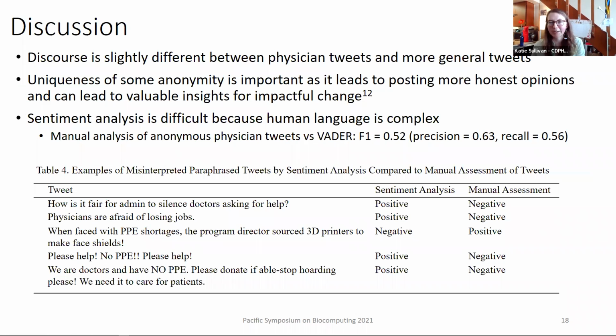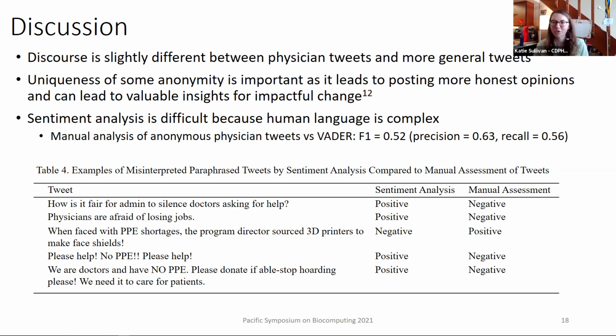So, through our work here, we've found that the discourse of anonymous physician tweets does seem to differ from the larger, more general Twitter discourse when it comes to COVID-19 topics. Also, the ability of physicians to maintain some level of anonymity on Twitter holds some importance. Previous studies have actually found that anonymous social media data is different from more general social media discourse, particularly during a social crisis. It tends to result in more honest opinions due to less risk of repercussions.